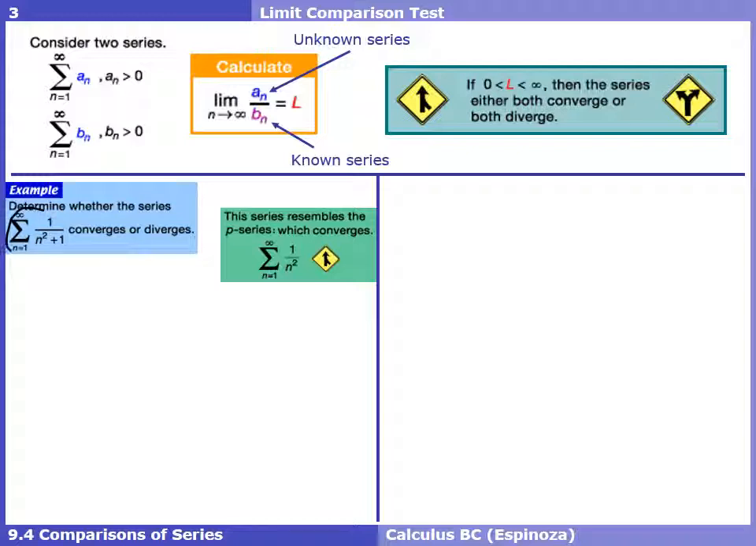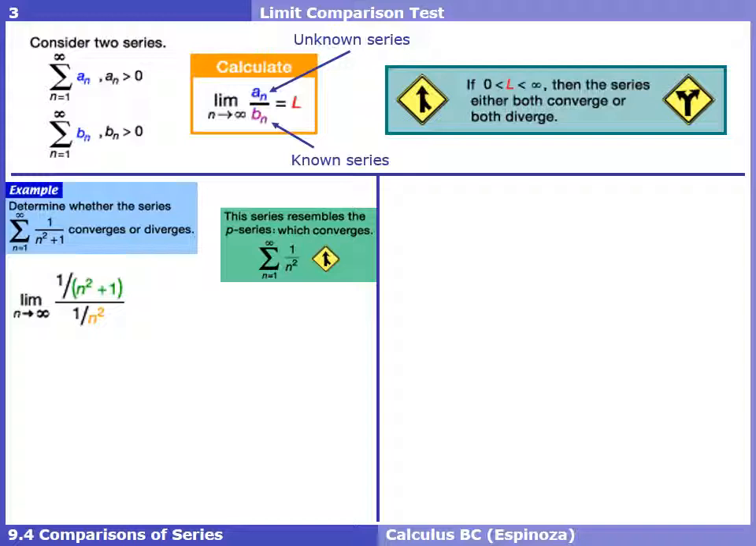So this unknown series, and here's the key, resembles this p-series right here, the 1 over n squared p-series, which, if we remember our knowledge from 9.3, we know converges. So we're not going to set up some inequality and try to figure out which fraction is bigger or smaller. Here we're going to take a limit of a fraction. And that fraction is going to be the unknown series, 1 over n squared plus 1, divided by the known series, 1 over n squared.